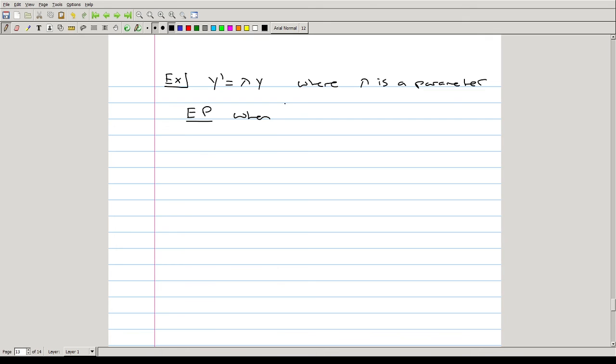These are when the right-hand side of the ODE is equal to 0. So in this case, when lambda times y is equal to 0, and this implies that we always have a critical point when y equals 0. There's always one critical point in this ODE. And when lambda is less than 0, this critical point is going to be asymptotically stable.